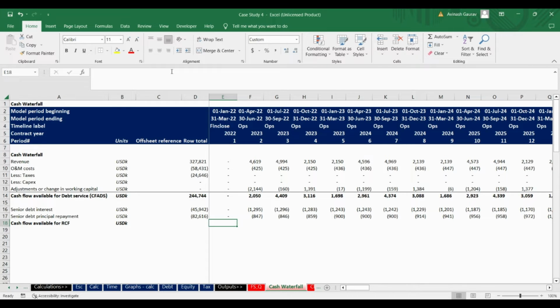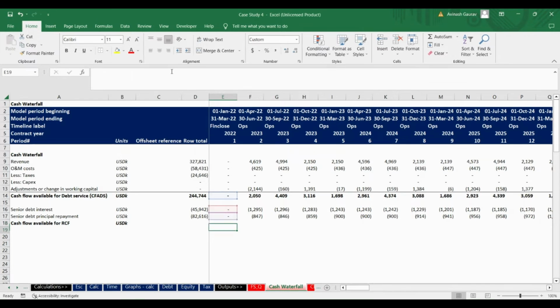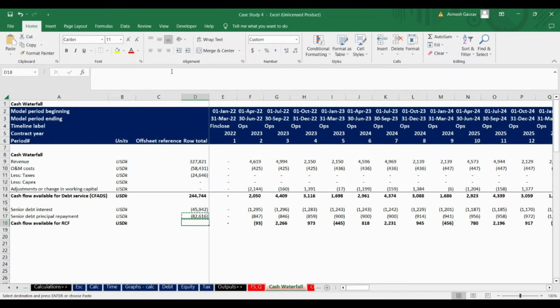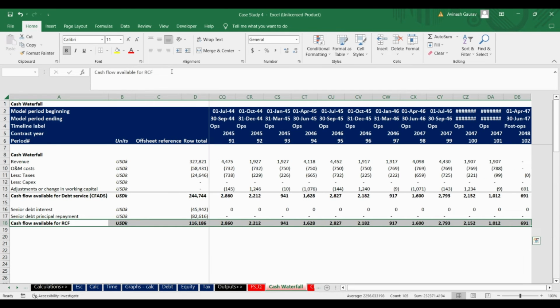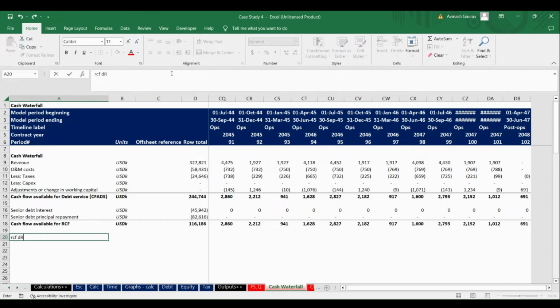Okay, so cash flow available for RCF can be the sum of cash CFADS, then the interest which you had paid, and then your senior debt principal repayment. Okay, so now this will be my cash flow available for RCF. Now, once you have cash flow available for RCF, then you can say what is my RCF drawdown.